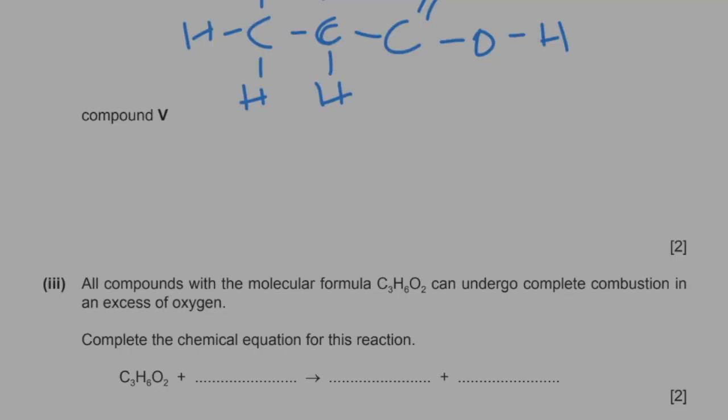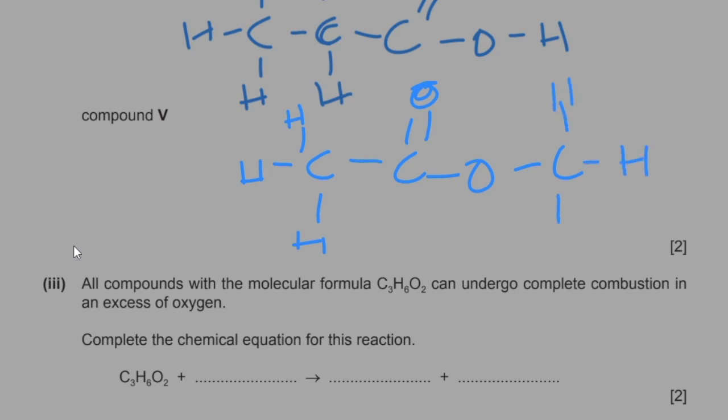Compound V is an ester. That means it would have the functional group, or the main structure as carbon double bonded to oxygen and single bonded with oxygen. Now we'd have the rest of the structure. We have remaining 2 carbon atoms. They could both be on the right side, or you could have one of them on either sides. And then you fill out the hydrogen atoms. So there you have the ester.